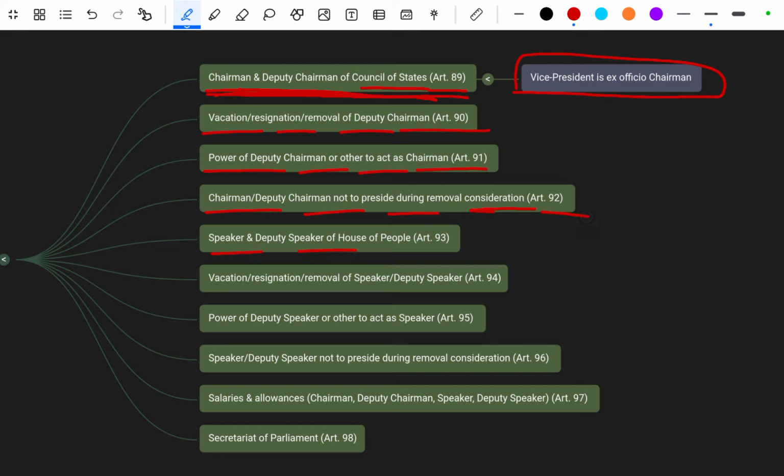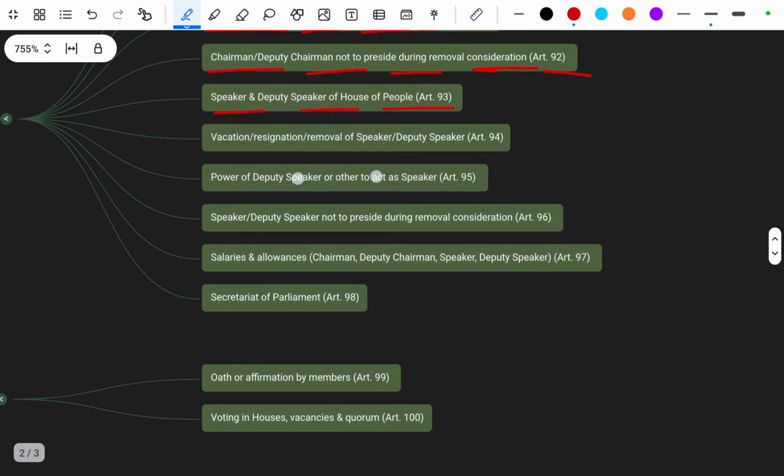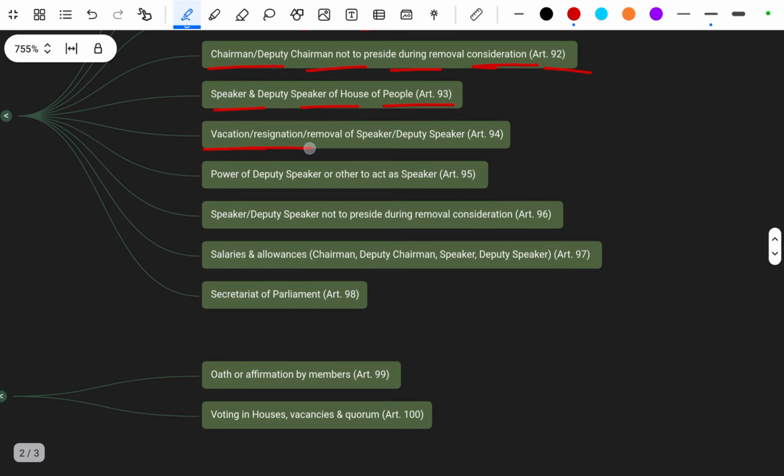Speaker and deputy speaker of the house, mentioned in Article 93. Okay, vacation, resignation and removal of the speaker and deputy speaker, that is mentioned in Article 94. Then the power of the deputy speaker and others to act as speaker, that is mentioned in Article 95. Speaker and deputy speaker not to preside during the removal consideration, that is Article 96. So during the removal consideration, the speaker can sit in the Lok Sabha or the House of the People as a member, because he is also part of this house.